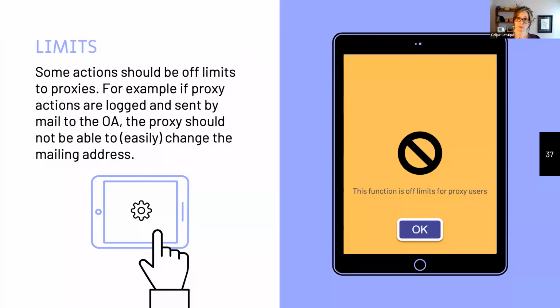We also think that there should probably be limits. Some functionality just should not be available to somebody who's logging in as a proxy rather than as the account holder themselves. So for example, if we were sending logs of proxy actions by mail to the account holder, then the proxy probably should not be allowed to change the mailing address, so that they could then make sure that the older adult wasn't getting that, and then they could engage in fraudulent action.